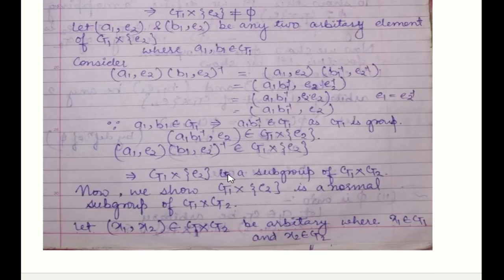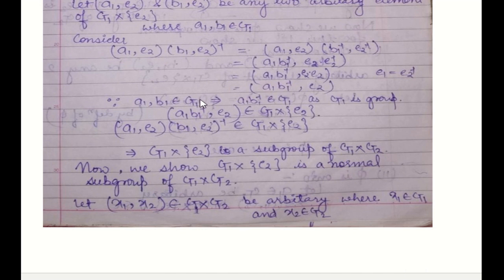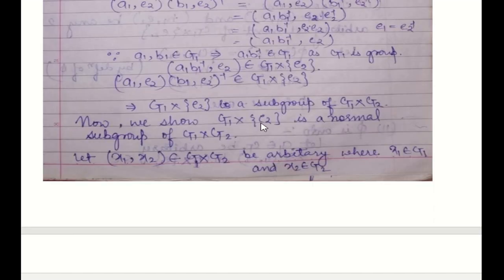So now I have shown that if alpha beta belongs to that group, then alpha beta inverse belongs to that group. That is an indication that this structure is a subgroup. So we have shown that if A1 B1 belongs to G1, then A1 B1 inverse belongs to G1. Similarly, we can show it for G1 cross E2. So G1 cross E2 is a subgroup of G1 cross G2. Now we have to show this is a normal subgroup.